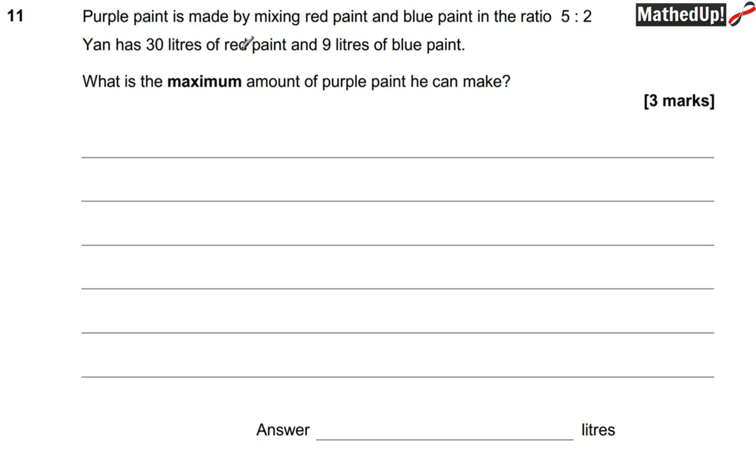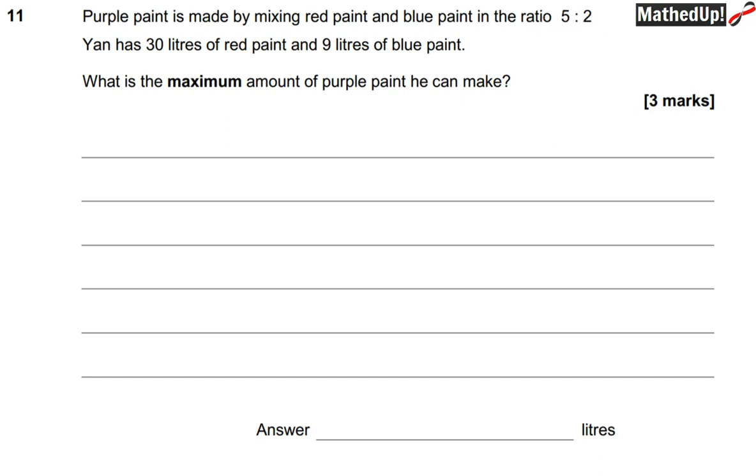So if Jan has got 30 litres of red paint, well, 30 divided by 5 is 6. So he can get 6 lots of this ratio. So 6 lots of 5 is 30, and 6 lots of 2 is 12. So in order to make the purple paint, he would need 30 litres of red paint and 12 litres of blue paint. So he has enough red paint, but he doesn't have enough blue paint to make that mix. So that one's not going to work.